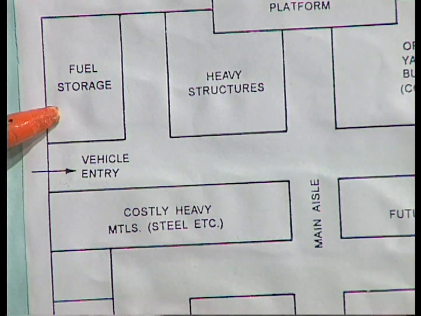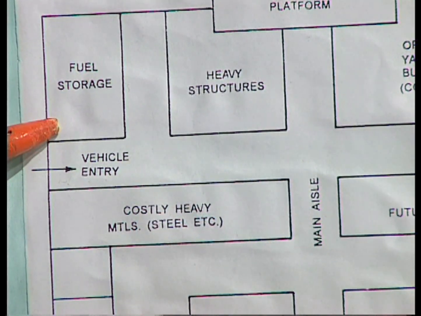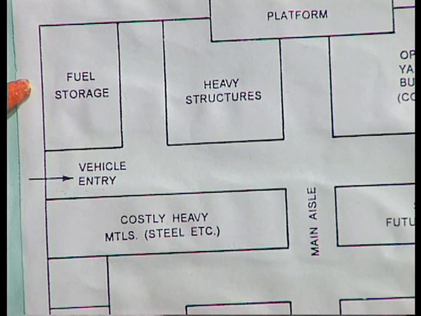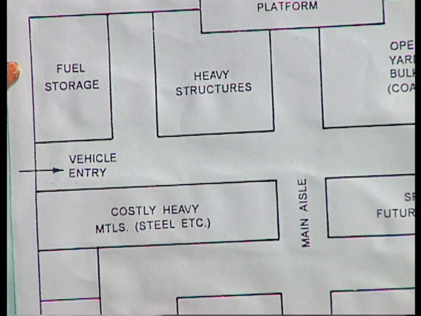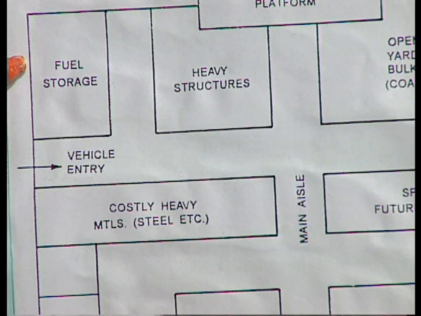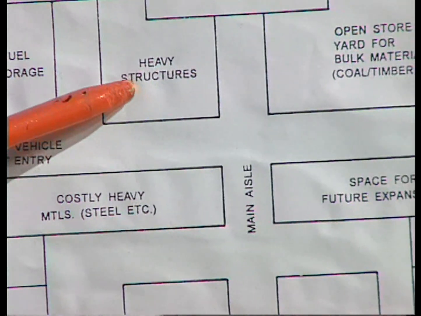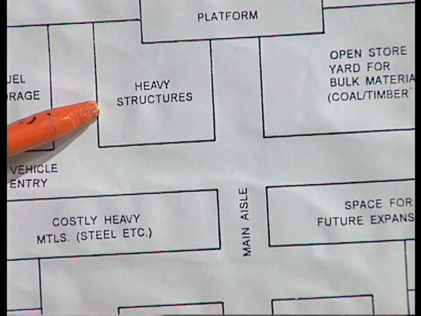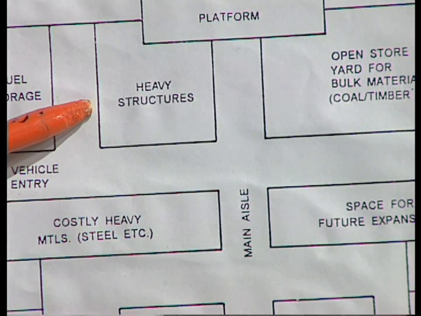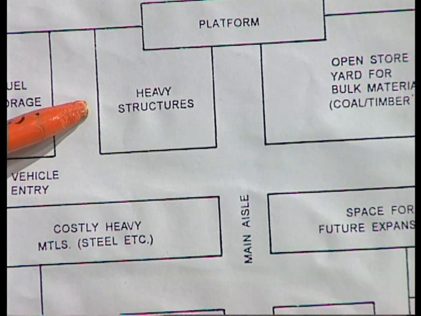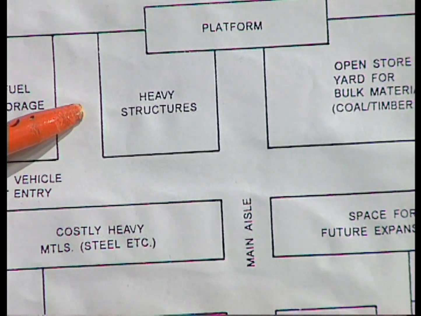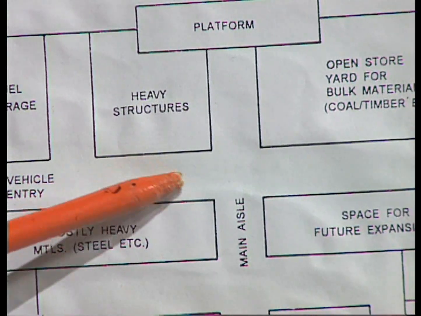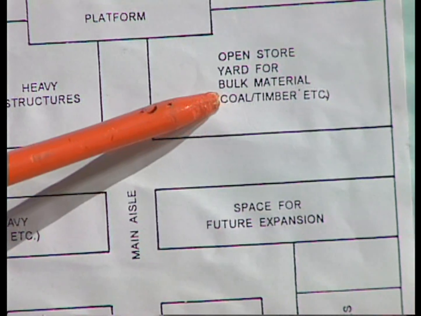For example, this is a fuel storage. Because they are inflammable materials, they should be kept at some distance from other materials, so that in case of accidents it will not have any effect. Again, heavy structures cannot be accommodated inside, or they may need larger distances and take more place, so they will be placed in some other place. And now coming to the other thing, these are open yards.